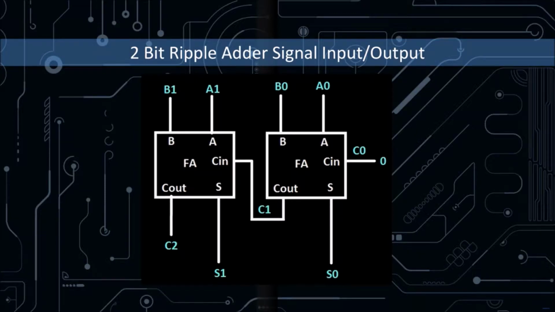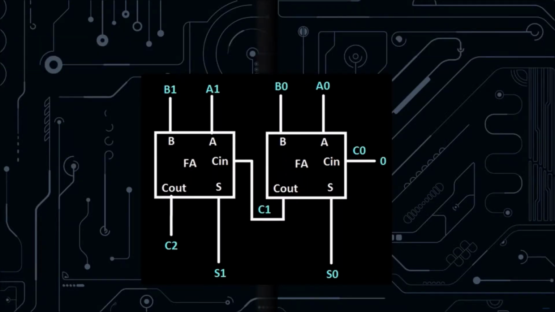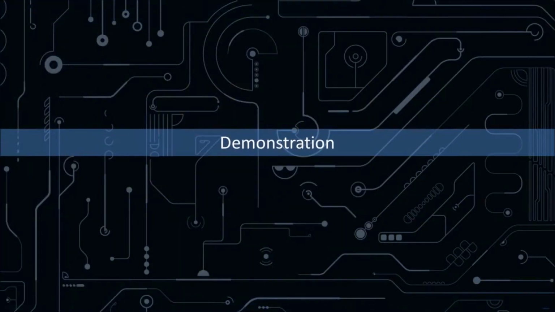For example, if A equals 1 and B equals 0, the sum is 1 and the carry is 0, while if A equals 1 and B equals 1, the sum is 0 and the carry is 1. This C1 then gets carried over to the next portion of the circuit, the second adder, and is added to the inputs A1 and B1, where once again the sum and the carry are being outputted based on the corresponding inputs. Here is a demonstration of our circuit.